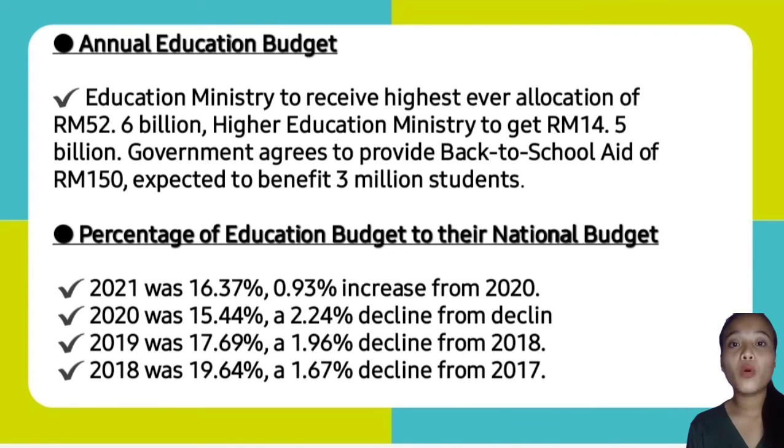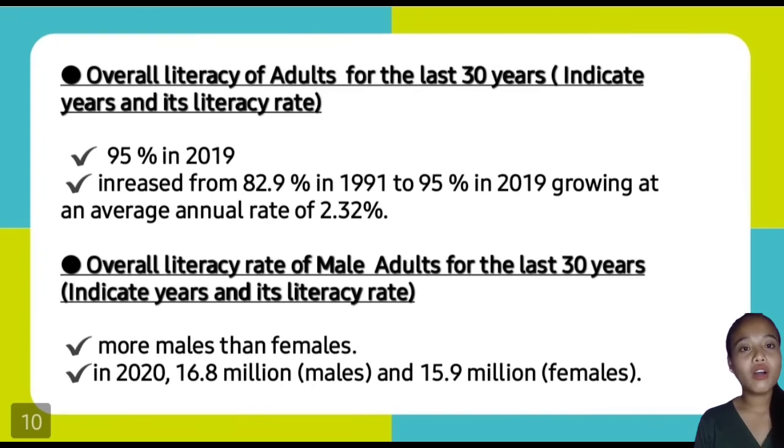Budget relative to the national budget. 2021 was 16.37%, a 0.93% increase from 2020. 2020 was 15.44%, a 2.24% decline from 2019. Overall literacy of adults for the last 30 years: the literacy rate was 95% in 2019, increased from 82.9% in 1991 to 95% in 2019, growing at an average annual rate of 2.32%.